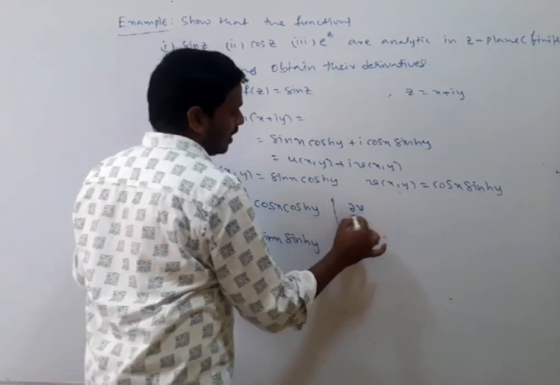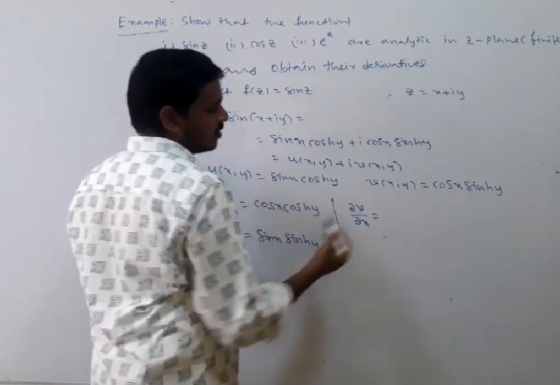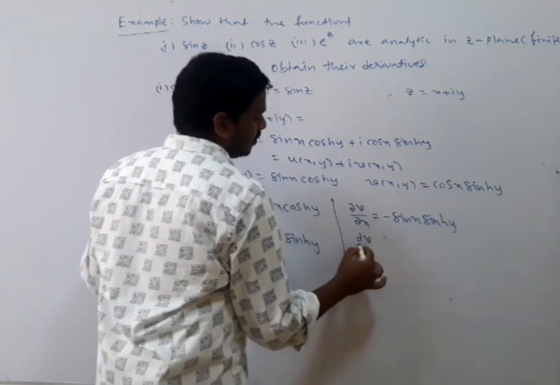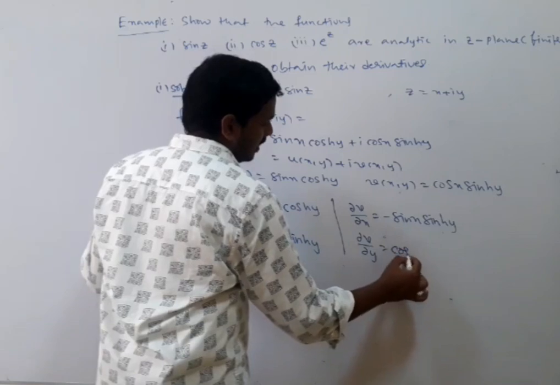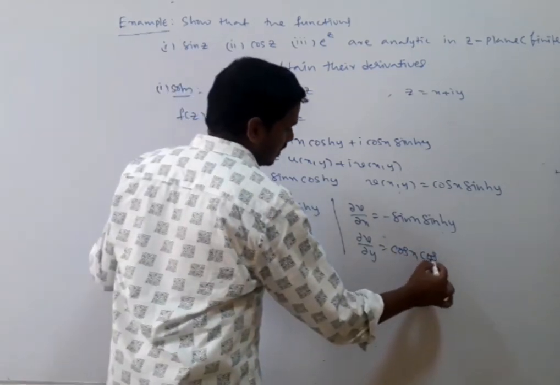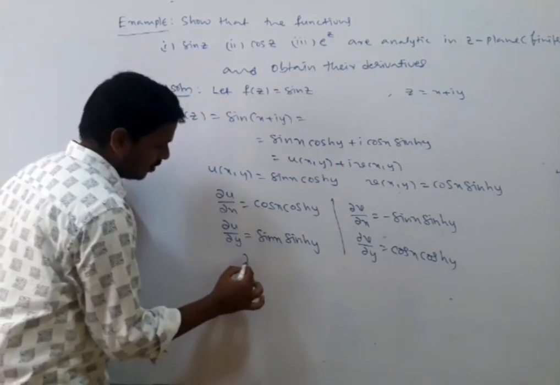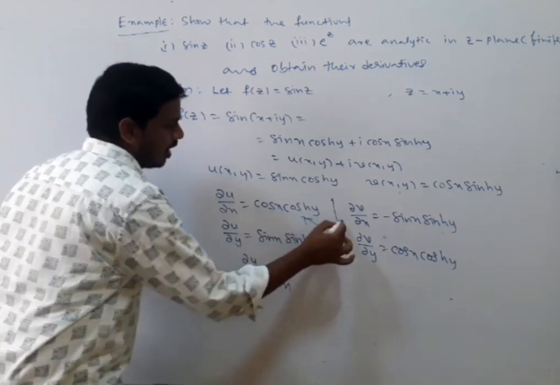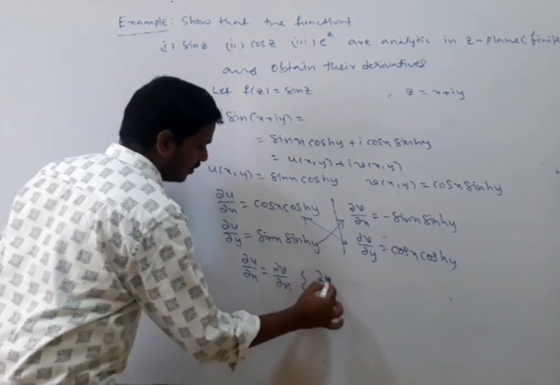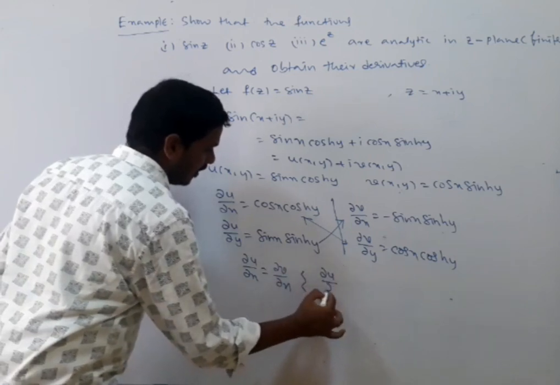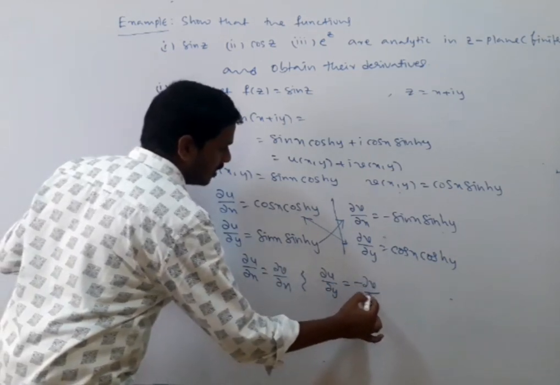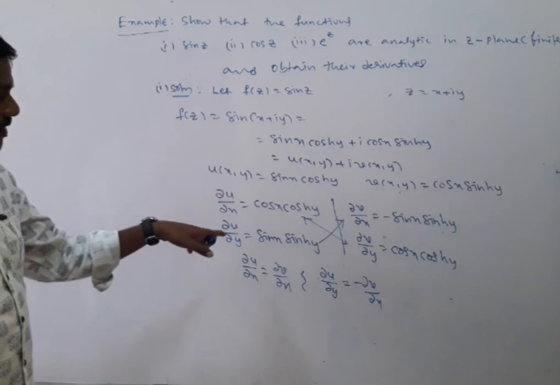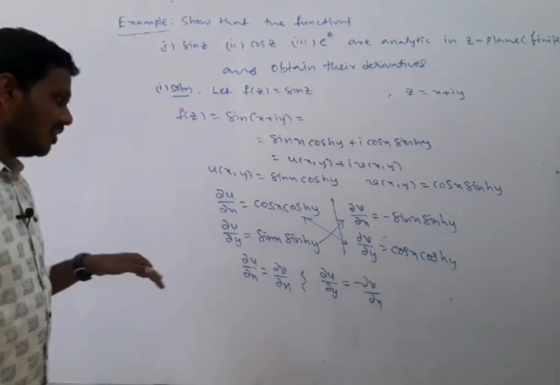Now dou v by dou x equals the derivative of cos x, which is minus sin x sin hy. Dou v by dou y equals cos x, keeping x constant, and the derivative of sin hy is cos hy. Therefore, dou u by dou x is the same as dou v by dou y. Is it clear? And dou u by dou y equals minus dou v by dou x, since minus into minus is plus, sin x sin hy. The function f of z is satisfying what? CR equations. Not only CR equations, right?